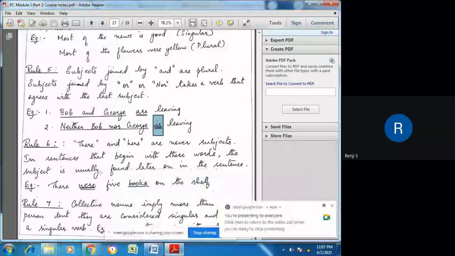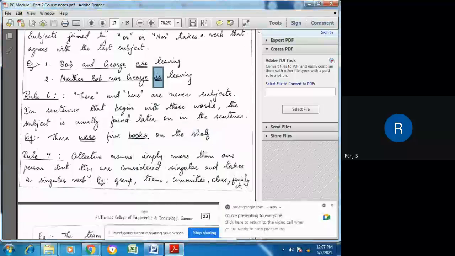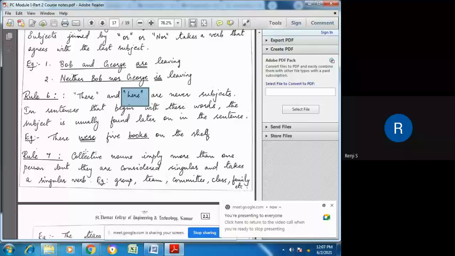Okay. So that was rule 5. Now let's move on to rule 6. See, in rule 6, it says that there and here are never subjects. There are certain sentences beginning with there. There is a pond. There is a river. Here is the person whom we were speaking of.